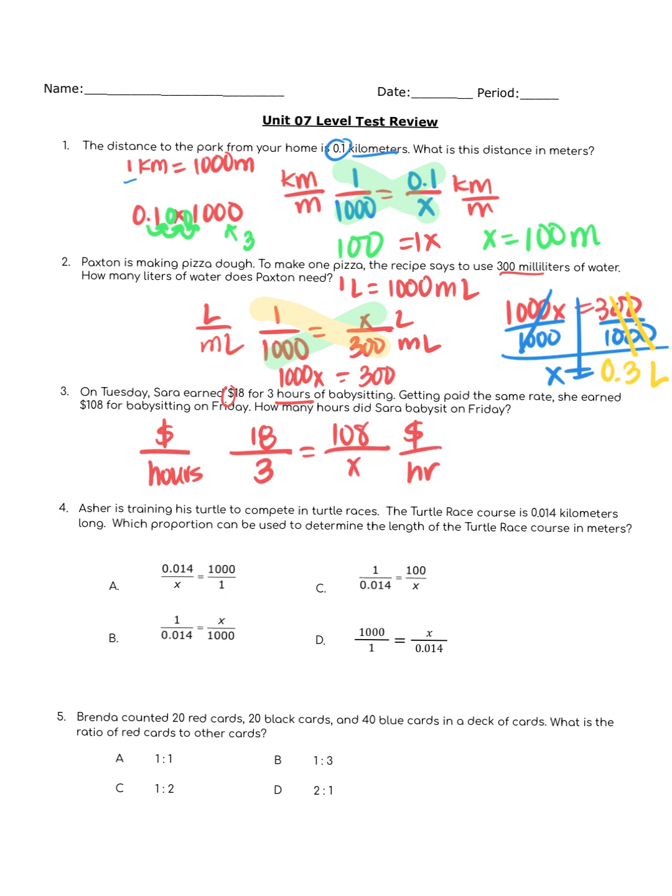I'm going to not work that one out because I want you to work that one out. I'm going to go ahead and go to the next problem. Asher is training his turtle to compete in turtle races. The turtle race course is 14,000 kilometers long. Which proportion can be used to determine the length of the turtle race course in meters?